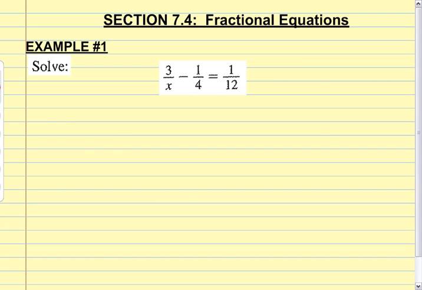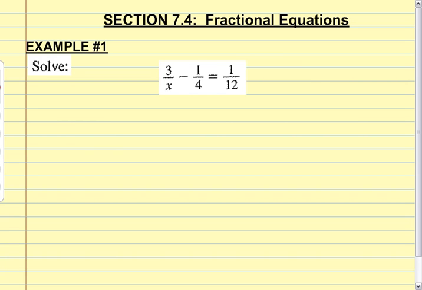Folks, example number 1 says solve. Now, this says fractional equations. One thing that we know already, but I want to make sure that we state it again, you never want the variable to be in the denominator. Okay? You never want to know what 1 over x equals. You want to know what x equals. X over 1. We don't want to know what its reciprocal is. We want to know what it is.